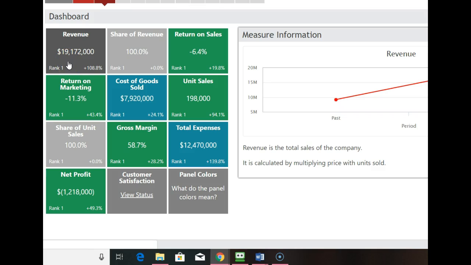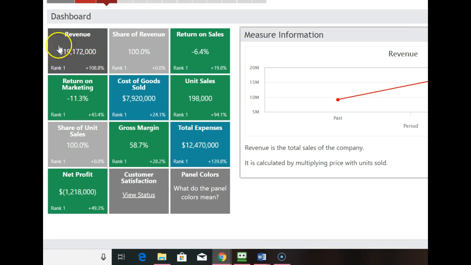And let's take a look at it from a competitor's standpoint as well. So we can see here, just looking at this chart and we click on it, that we've increased by 108.8%, and we're ranked 1 in this area.